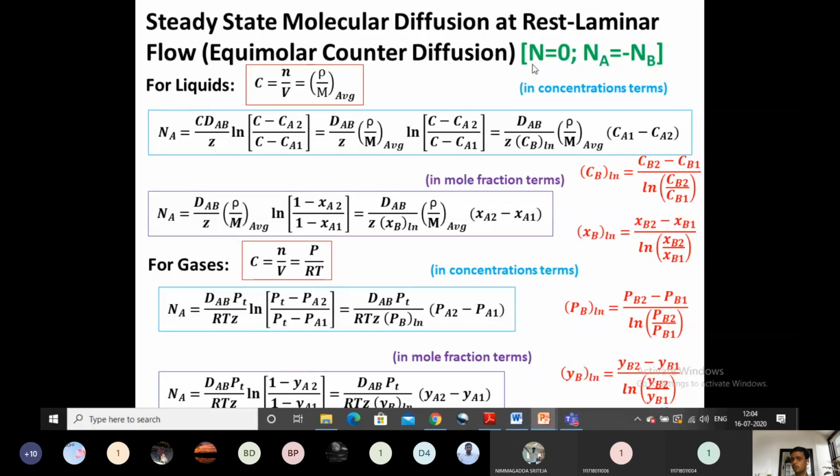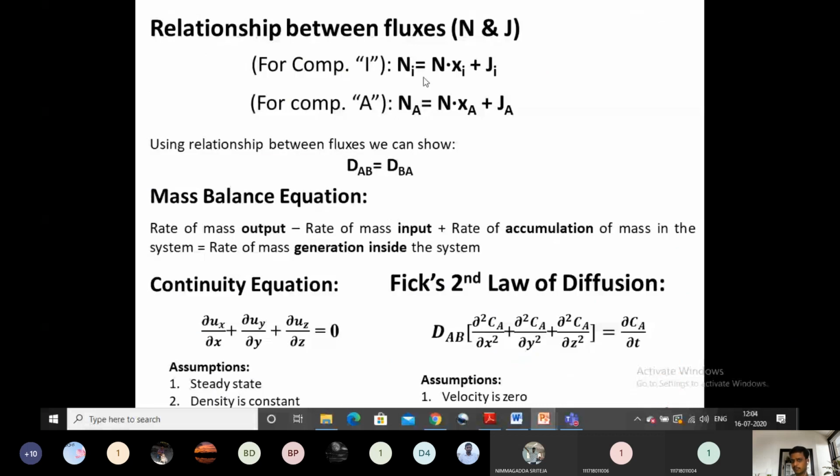So the overall flux N is equal to Na plus Nb. Na will get cancelled by Nb, so N is equal to 0. This fact we need to substitute in the relationship between diffusivities. When N is equal to 0, Na is equal to Ja. So we can directly substitute Fick's first law of diffusion here and calculate the final equations.